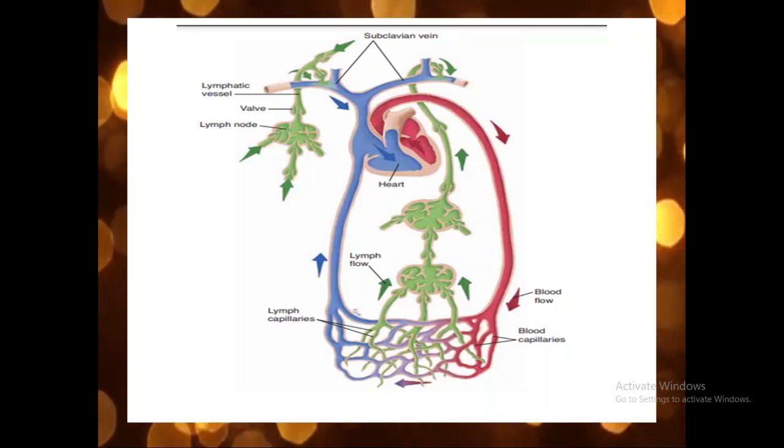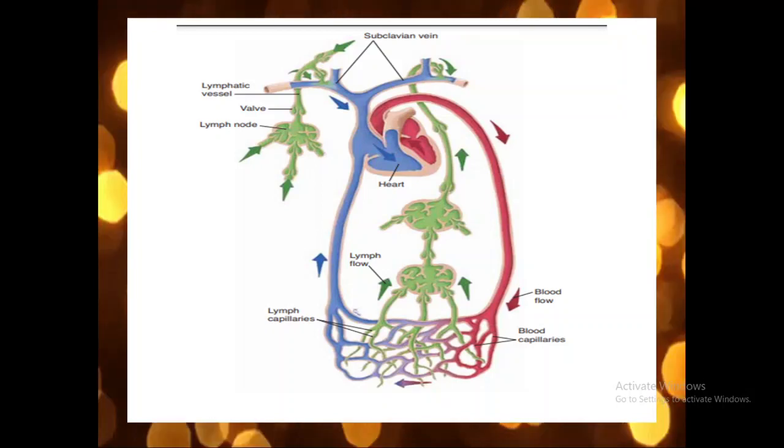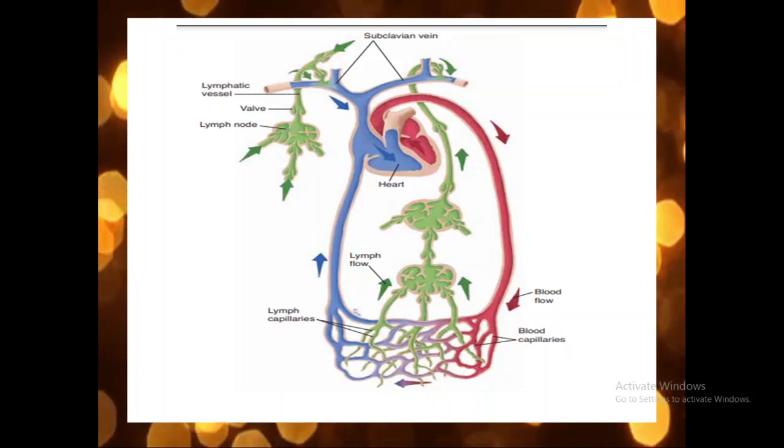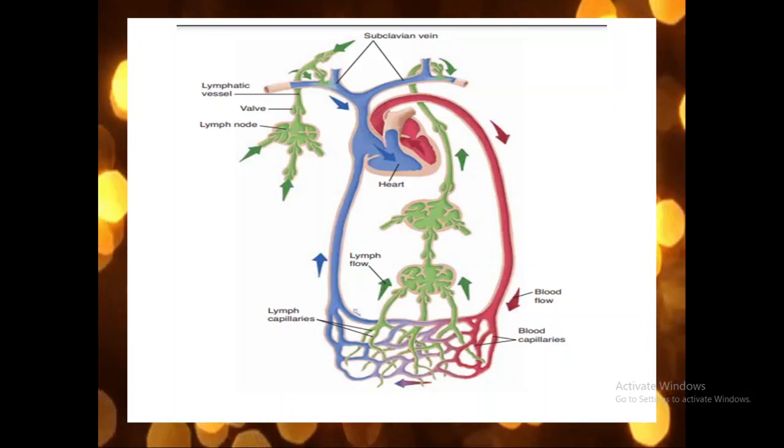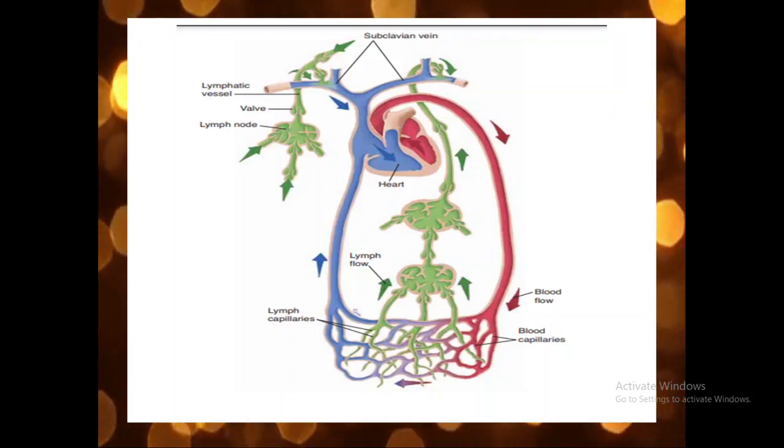Wherein most of the fluids from the blood capillaries go into tissue spaces, and most of the fluid returns to the blood, but some of the fluid moves from tissue spaces into the lymphatic capillaries to become lymph.